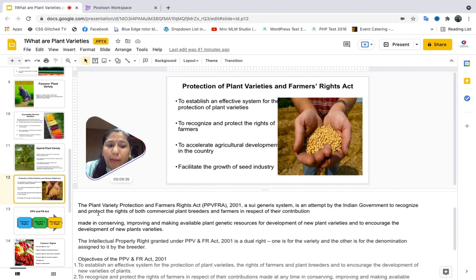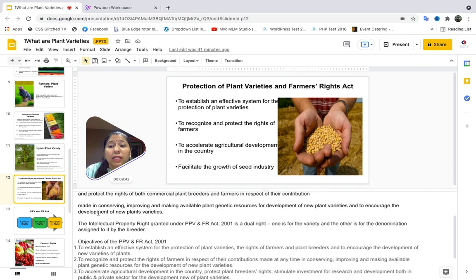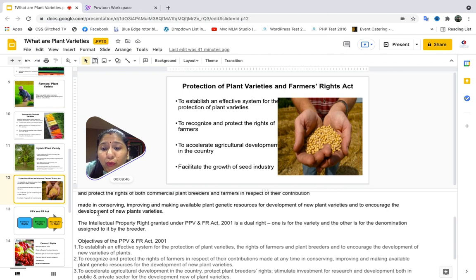It is an attempt by the Indian government to recognize and protect the rights of both commercial plant breeders as well as farmers. Now, this has made a considerable improvement in conserving, improving, and making plant genetic resources available to farmers. Now, this intellectual property right granted under the PPV and FR Act is basically a dual right. You get two rights. You get one right over the variety and another right over the denomination or the name assigned to that variety by the breeder. So it's a dual right.